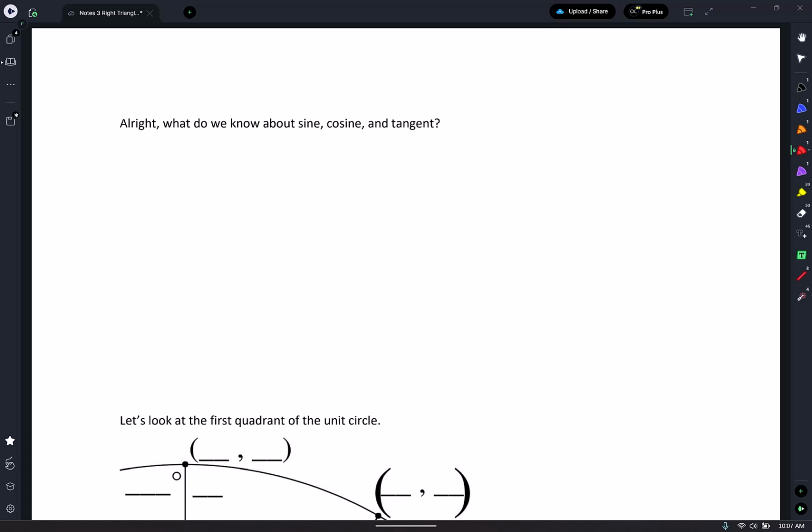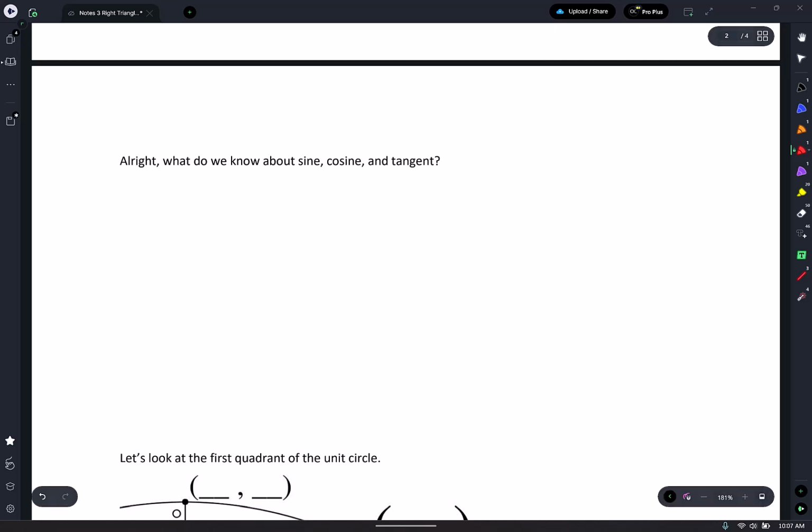First, what do we know about sine, cosine, tangent? I'm going to write all we know right now. We don't know half angles. You don't know double angles. You don't know composite argument properties for sine and cosine. All we know is SOHCAHTOA. That's all you know right now.